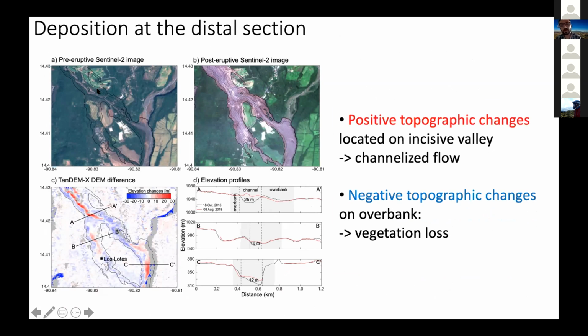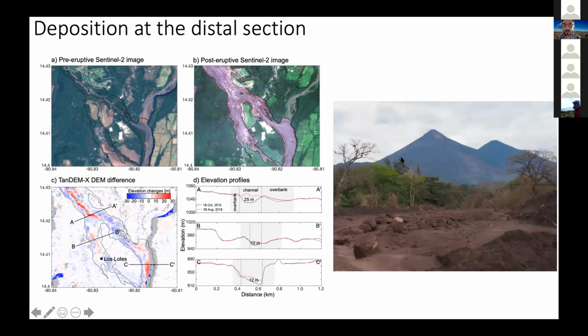And if you look at pictures from the field, you can see this channel with some deposition in the middle, and here you see the trees with some loss of leaves, which could explain why we record these negative changes on the overbank.